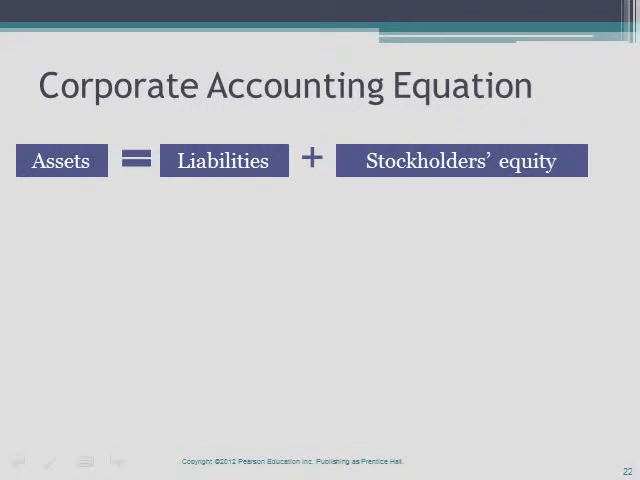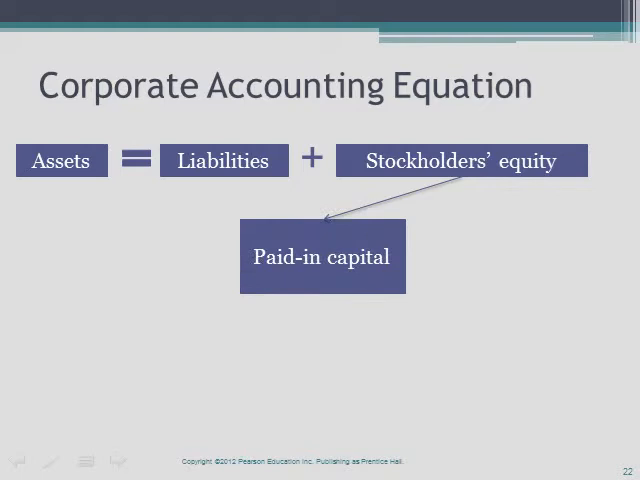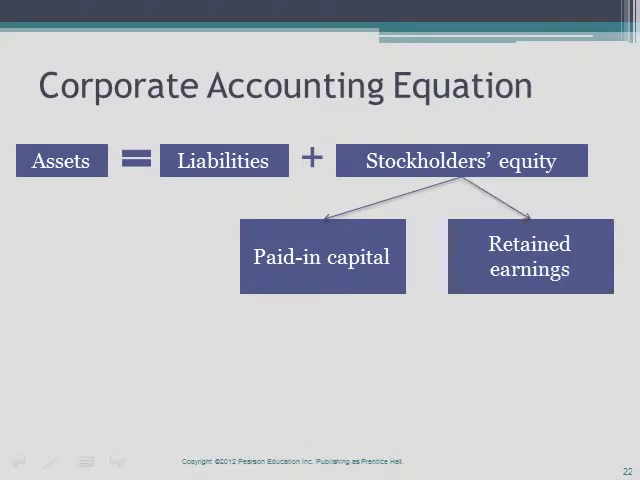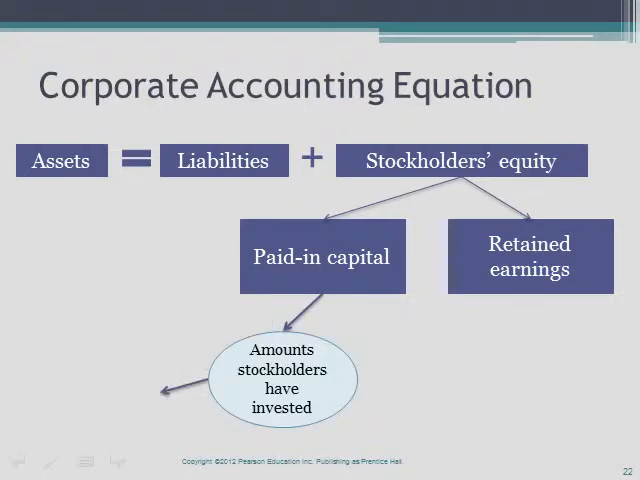The accounting equation can be written as assets equals liabilities plus stockholders' equity, or assets equal liabilities plus paid-in capital plus retained earnings. Paid-in capital is the amount the stockholders have invested in the corporation. The basic component of paid-in capital is common stock, which the corporation issues to the stockholders as evidence of their ownership. All corporations have common stock. Retained earnings is the amount earned by income-producing activities and kept for use in the business.